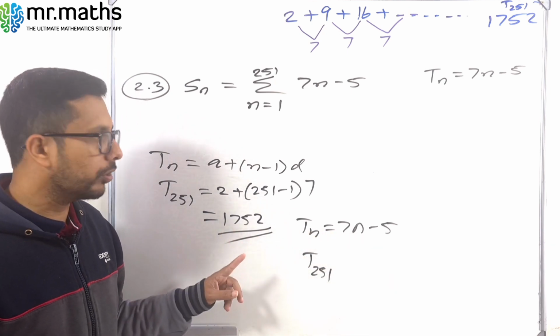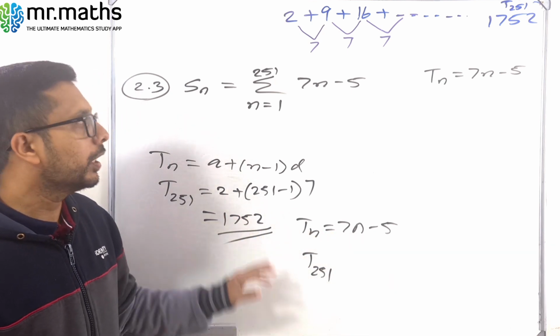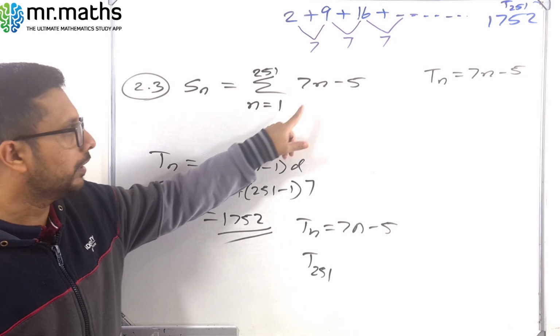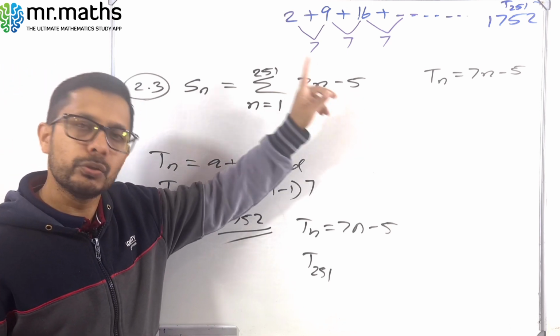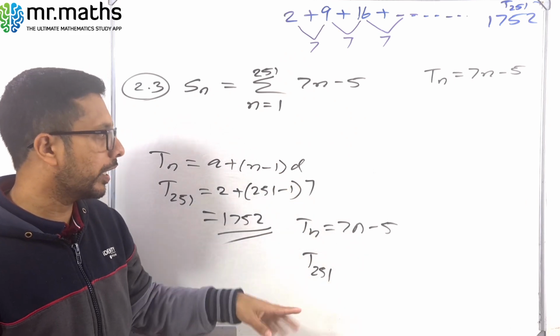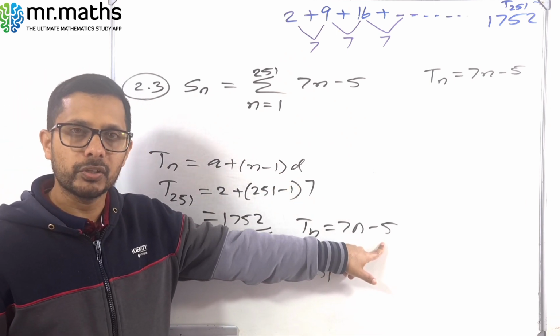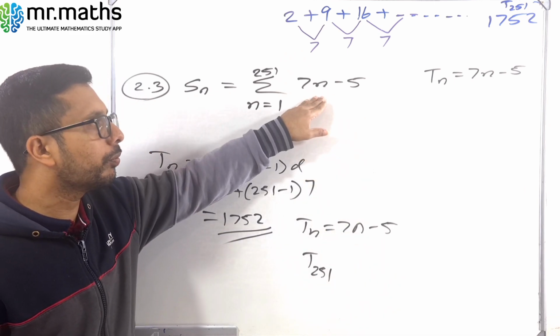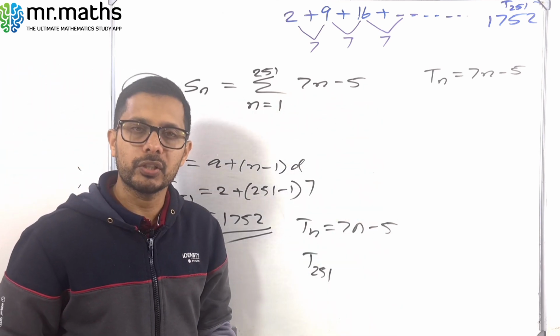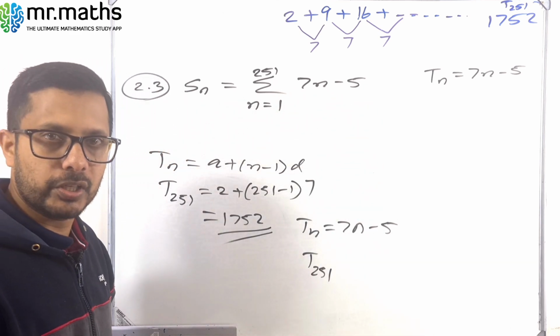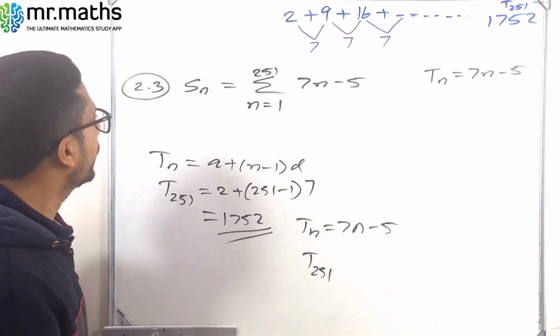Okay, but the problem is, when you write this question, here you are supposed to write a Tn. So in that question again you have to try to find what is Tn. But now we already know from the previous question that Tn is 7n minus 5, so we can directly write it there. You understand? Okay, so that is question number 2.3.